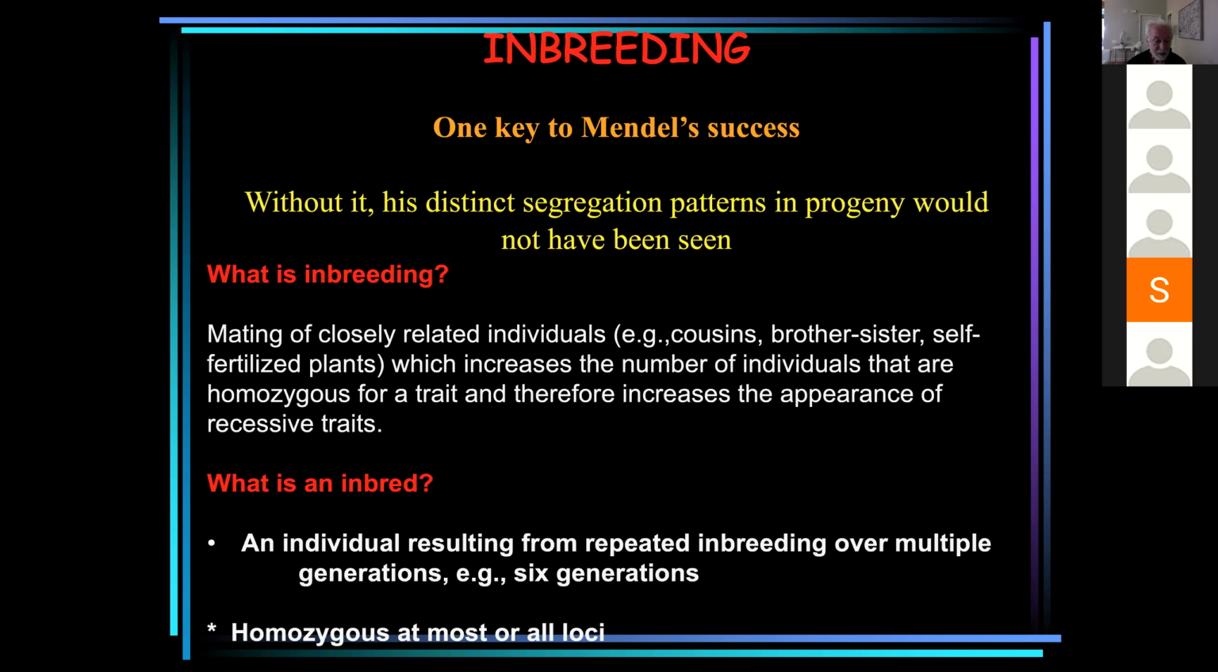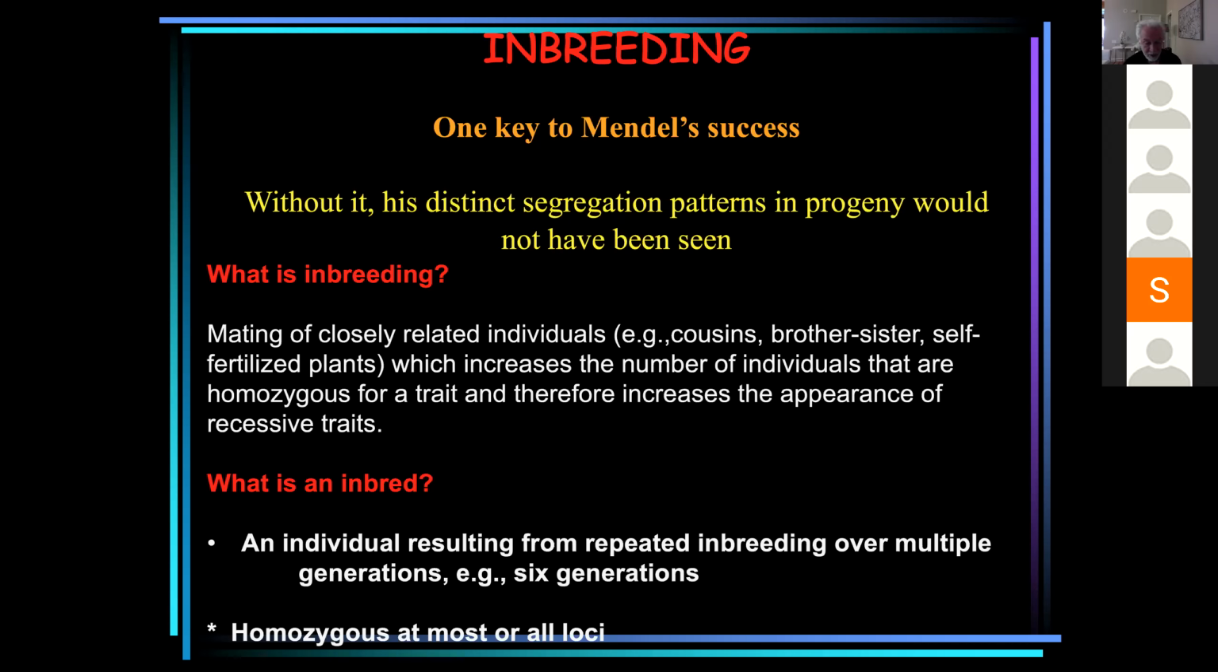So I'm going to talk a bit more about inbreeding, which is one of the keys to Mendel's success. Without it, his distinct segregation patterns would not have been seen. So just to reiterate, inbreeding is a mating of closely related individuals. For example, in humans, it could be cousins, or brother and sister, or self-fertilized plants. It's mating which increases the number of individuals that are homozygous for a trait, and therefore increases the appearance of recessive traits.